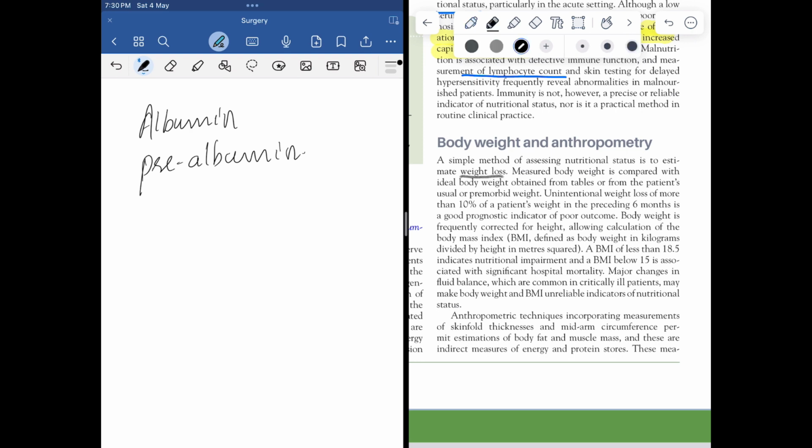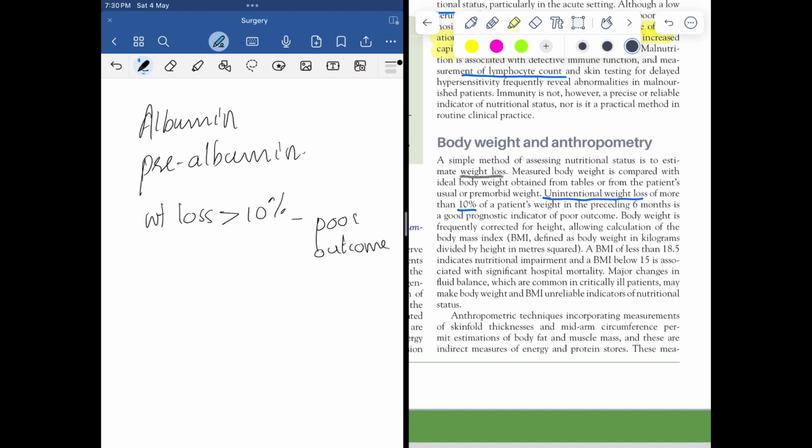Now body weight and anthropometry. The best, simple method of assessing nutritional status is to estimate the weight loss. We can compare the measured body weight with the body weight from the tables. Unintentional weight loss of more than 10% in the past 6 months is a good prognostic indicator of poor outcome. So weight loss of more than 10% in the past 6 months is an indicator of poor outcome.